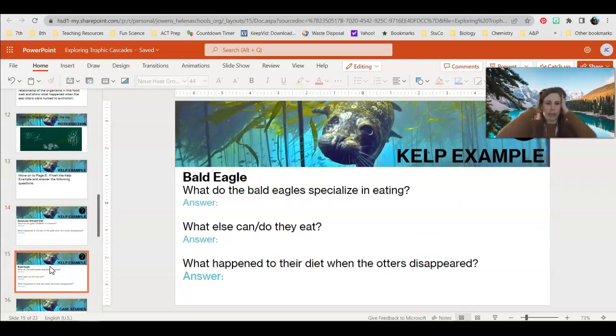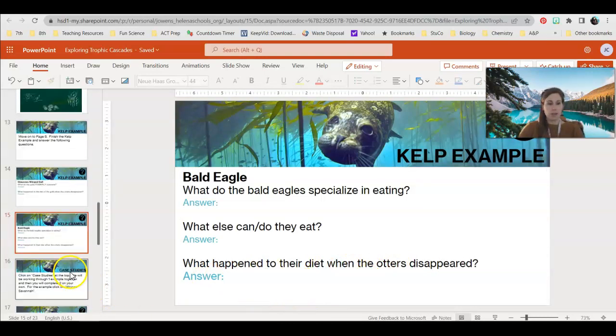Okay, and then for bald eagles, what do the bald eagles specialize in eating? So what's their main thing that they're good at eating? And then what else can they eat? So that's not the only food item they have, so what else can they eat? What happened to their diet when the otters disappeared? So what happened when those otters disappeared to the eagle's diet?